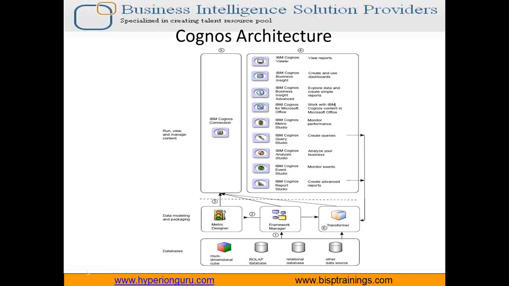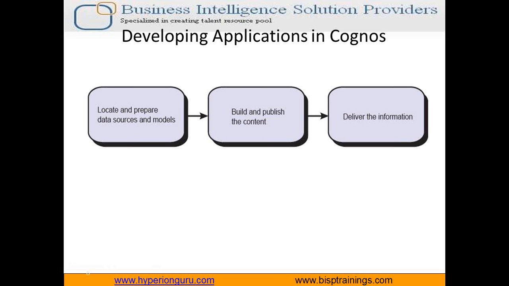So this is a brief architecture of Cognos. Then moving on, how do we develop applications in Cognos? The first and important part is to locate and prepare the data source and model. This is what we do in Framework Manager. We should be able to locate our data source and model it accordingly. Then we should be able to build and publish that content into the Content Manager, into our Cognos Connection. And the last part is to deliver that information.